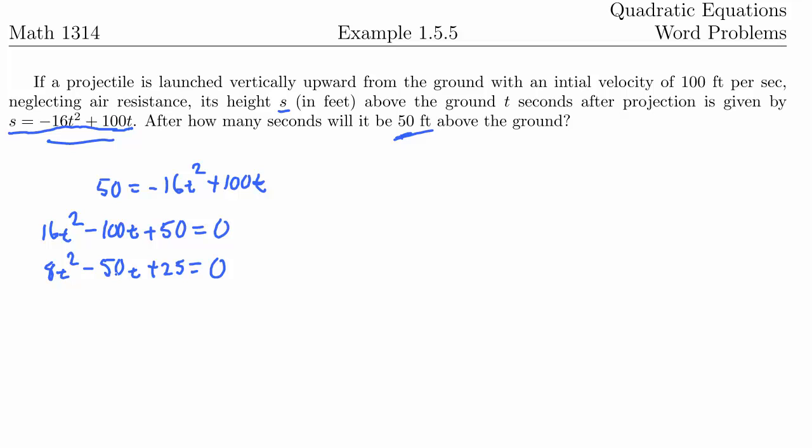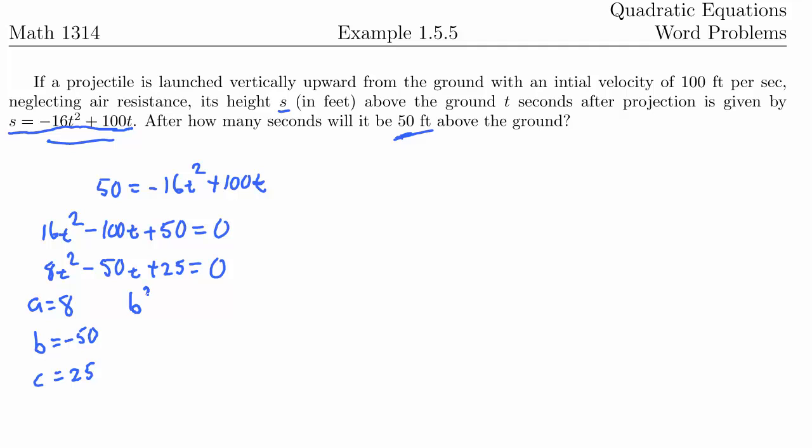8 and 50 share no common factor, and 8 and 25 share no common factor. Therefore, there is no other common factor between all three of these terms. What I need to do now is solve this. I'm going to solve this using the quadratic formula. A is 8, B is negative 50, C is 25.